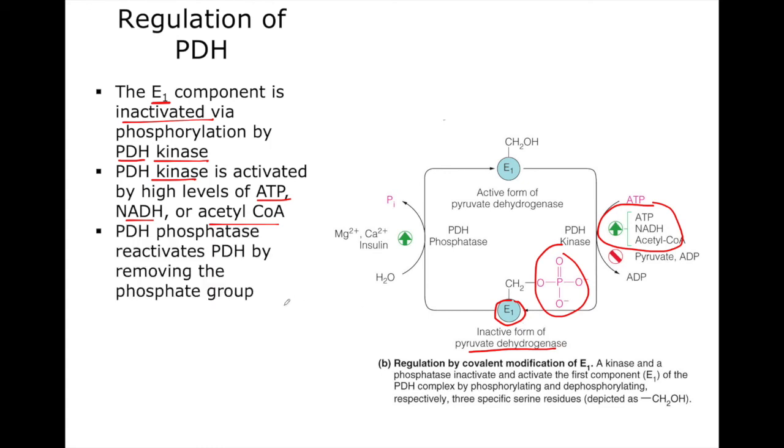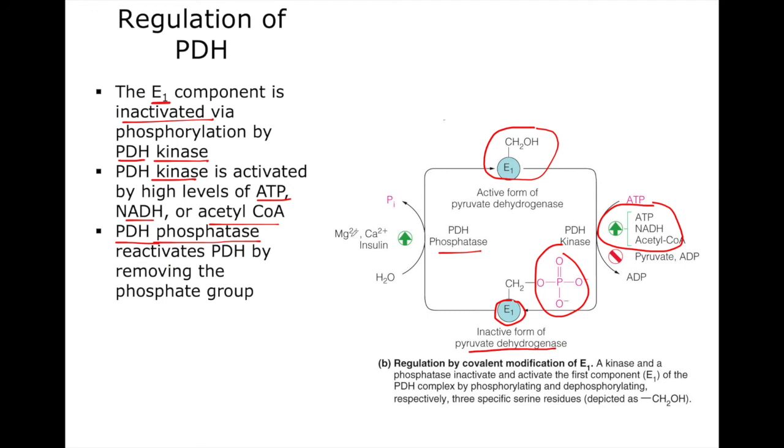Now, we don't want it shut off permanently, so there must be an enzyme that will remove that phosphate. And of course, there are phosphatases which remove phosphate groups. This would be the pyruvate dehydrogenase phosphatase, which will remove that phosphate, and you can see that here. Here's our E1 complex. This is a serine side chain, and the phosphate's been removed. So our phosphatase will remove that phosphate, thereby reactivating the complex and thereby reactivating the citric acid cycle.